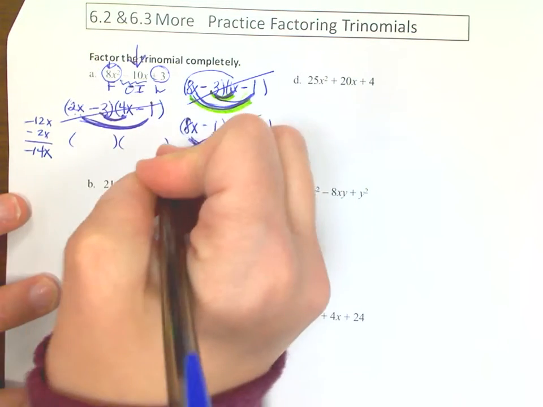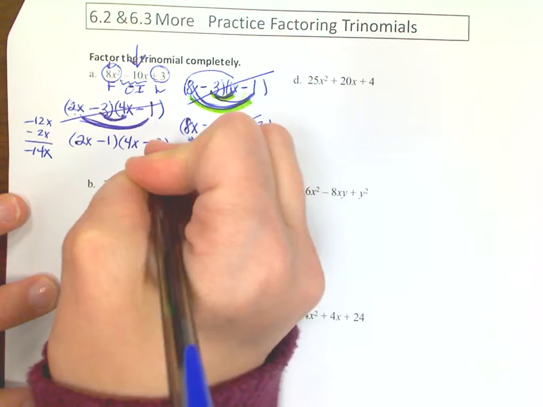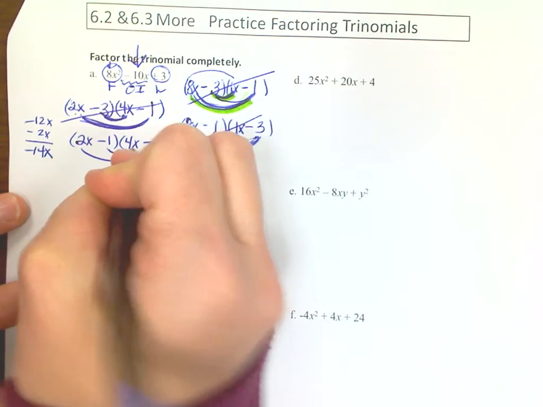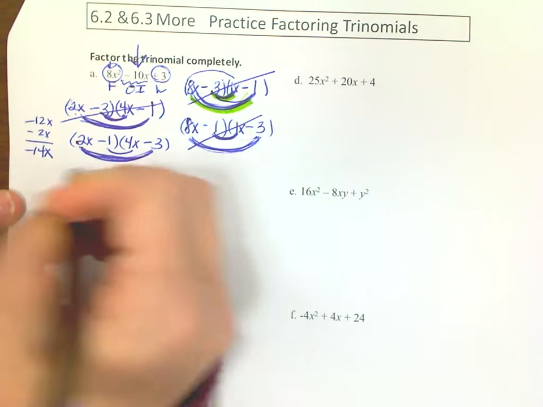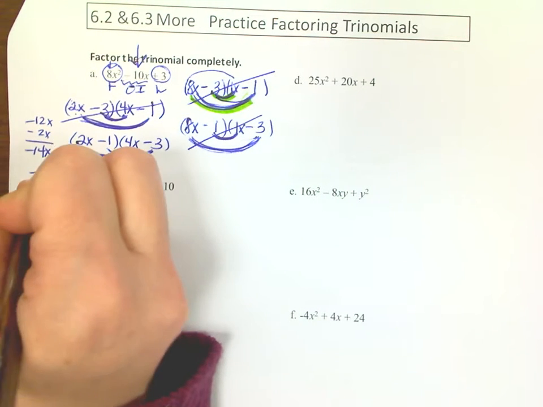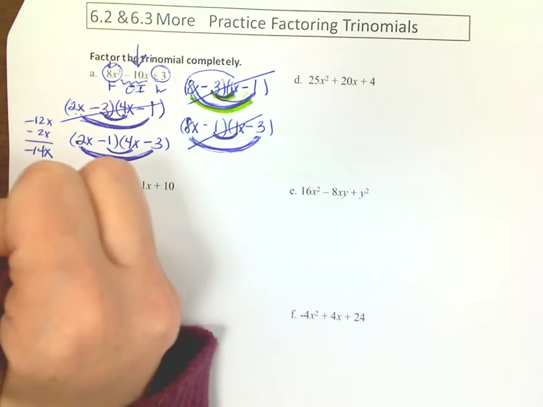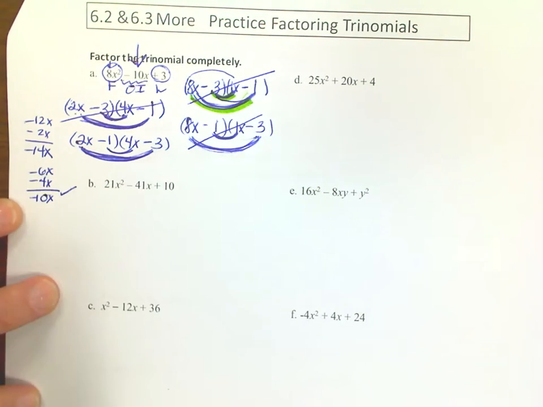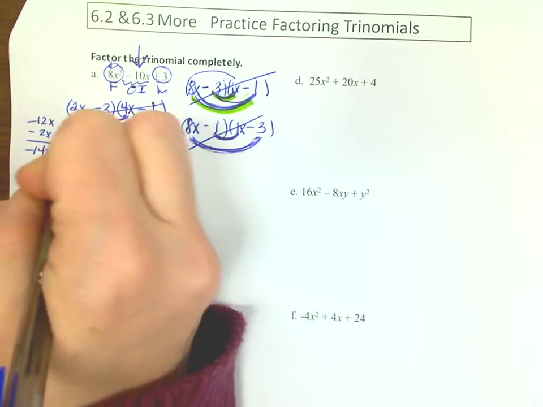So let's leave our 2x and 4x, but let's switch the 1 and the 3. And we're going to do outside and inside. When you do the outside, this makes negative 6x, and the inside makes negative 4x, and when you combine those together, that's negative 10x. That's exactly what we're looking for. So we found the correct factorization right here.